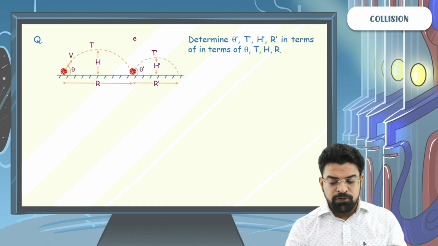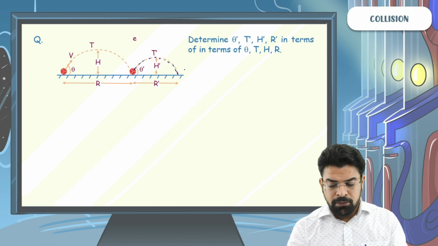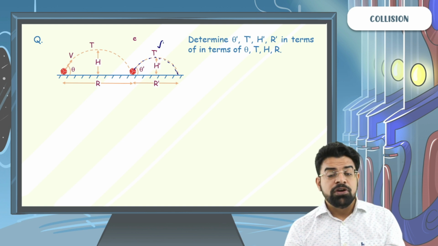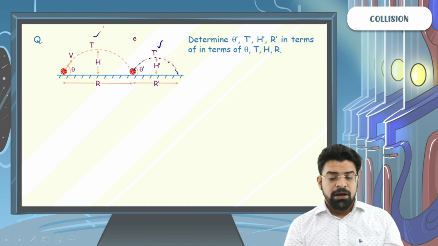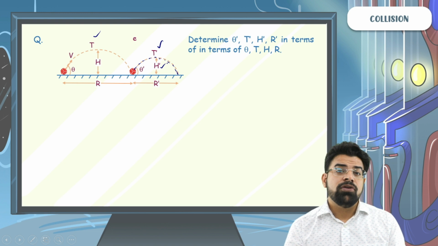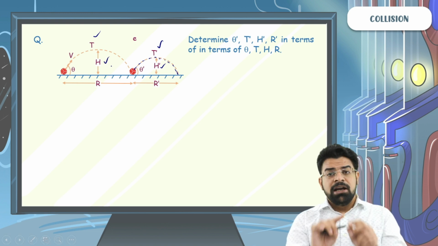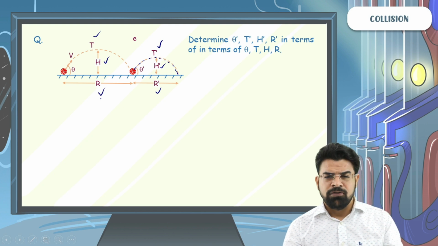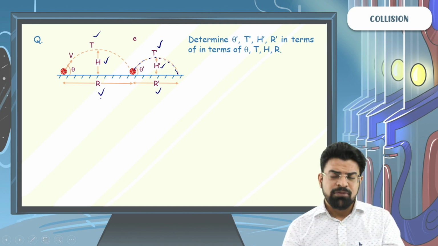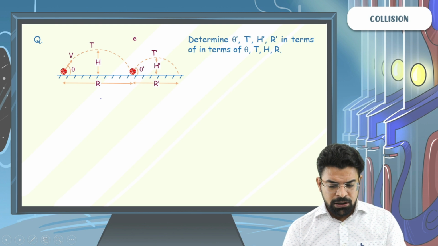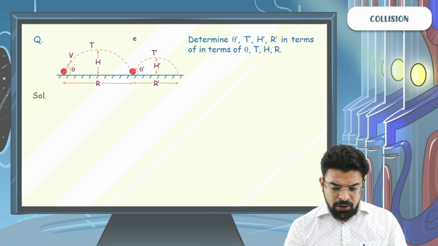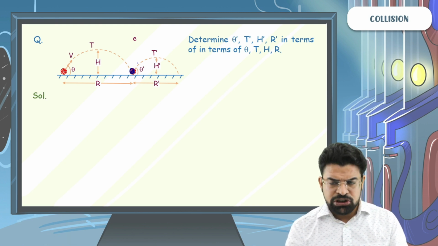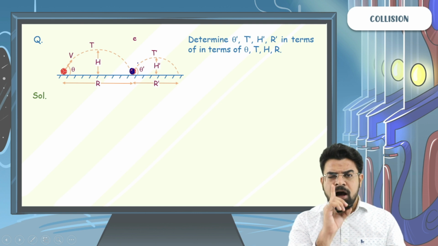If the time of flight of this second parabolic path is t dash, how will you write t dash in terms of t? If the maximum height attained is h dash, how will you write h dash in terms of h? And if the range for the second projectile is r dash, how will you write r dash in terms of r? It's an easy question and we have already done most of the part. So think of this ball's velocity just before collision and just after collision.